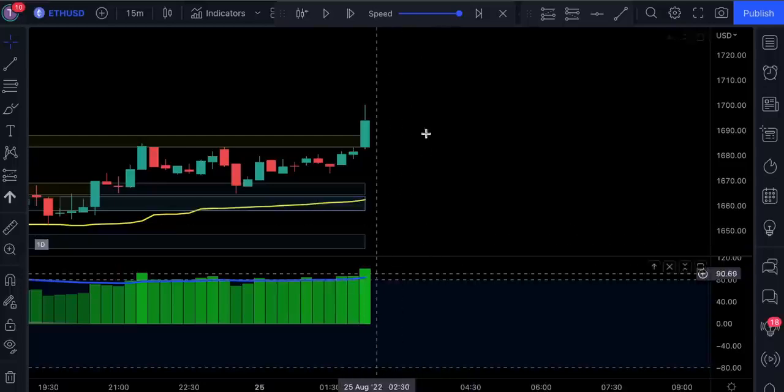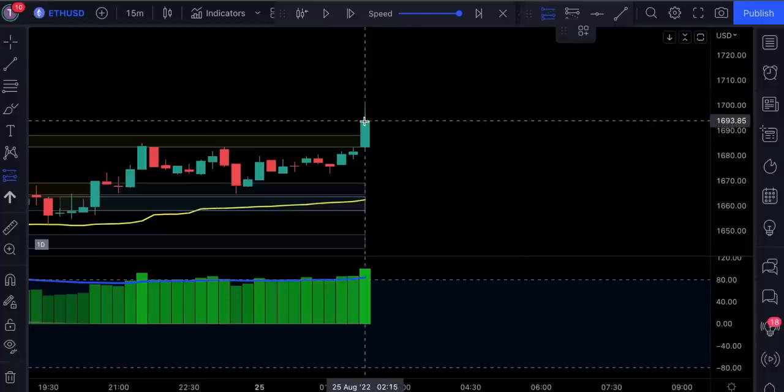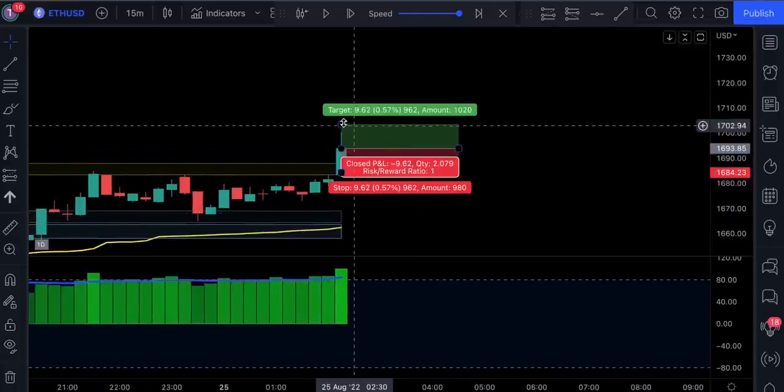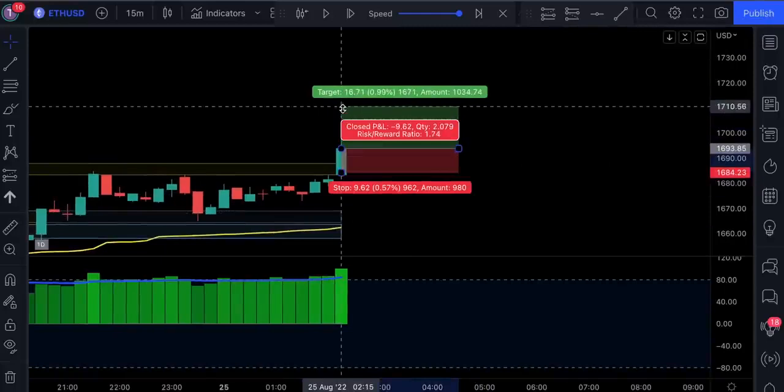As we can see, the conditions are met, and now we can safely enter a long position. Our stop loss can be set either at the VWAP line or at one of these levels. And for this strategy, we're going to be targeting 1.5 times the risk.